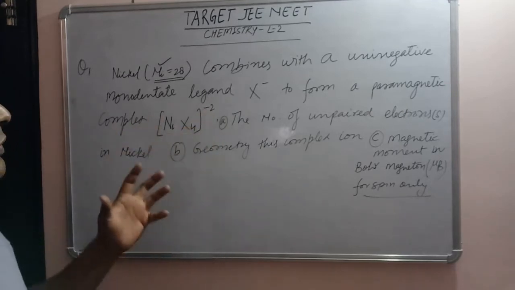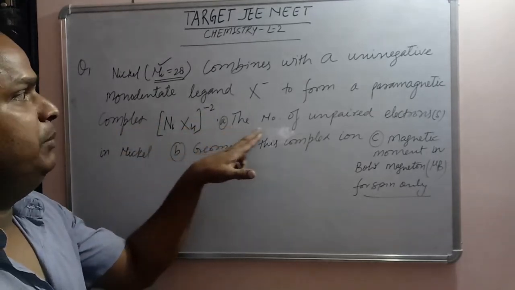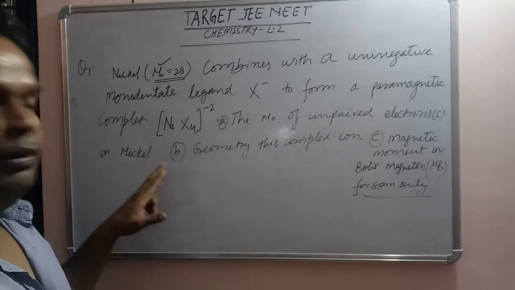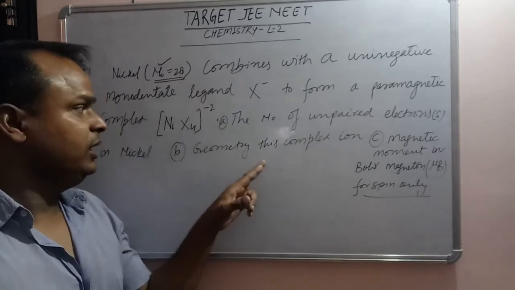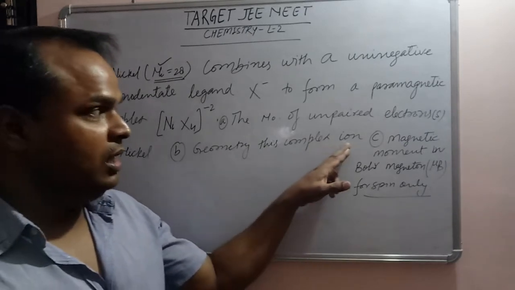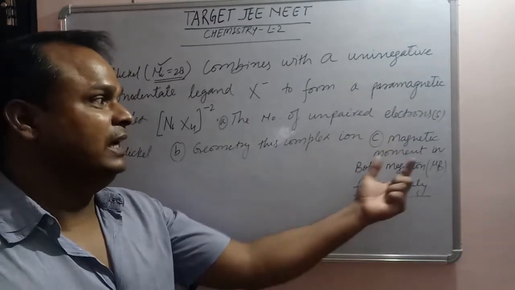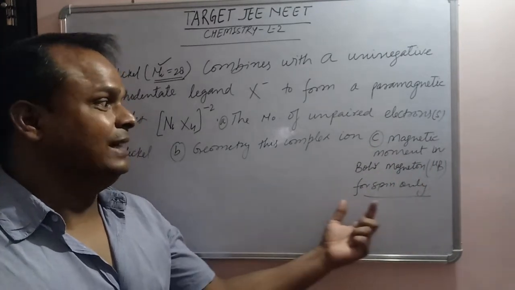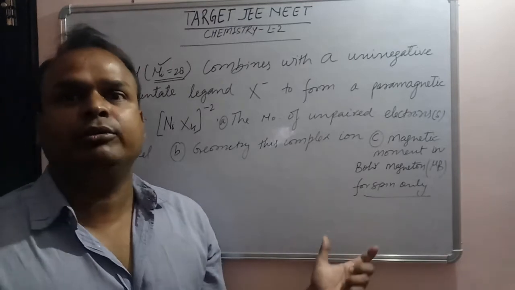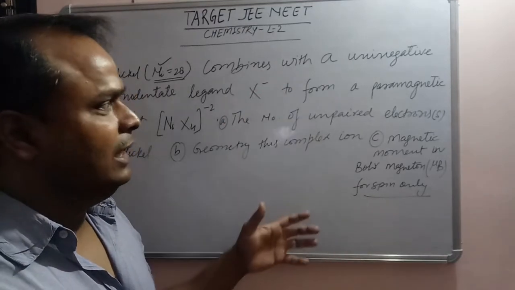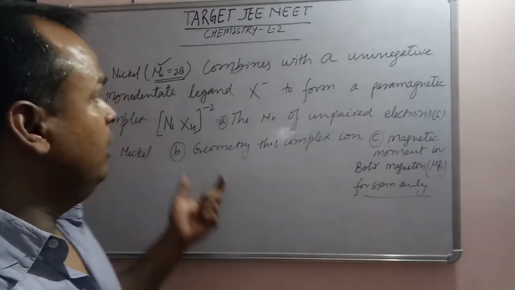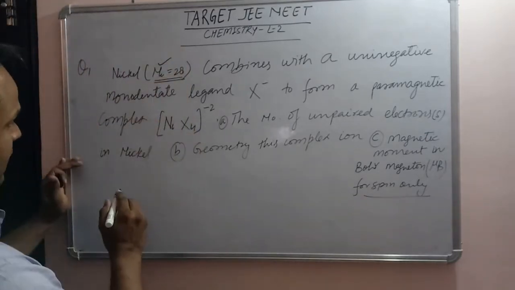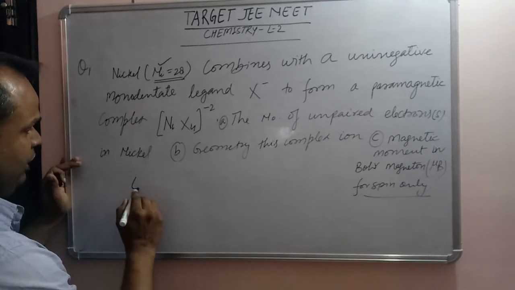Then we have to find three things. First one is the number of unpaired electrons in the nickel. Number two, geometry of this complex ion. And number three, magnetic moment in Bohr magneton, that is mu B, for spin only. So having three questions, and all are related to electronic configuration. You know the electronic configuration of nickel, so we can write it.